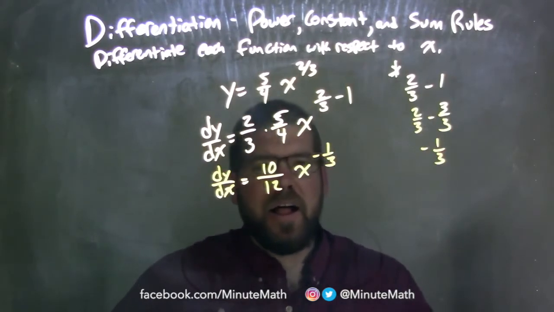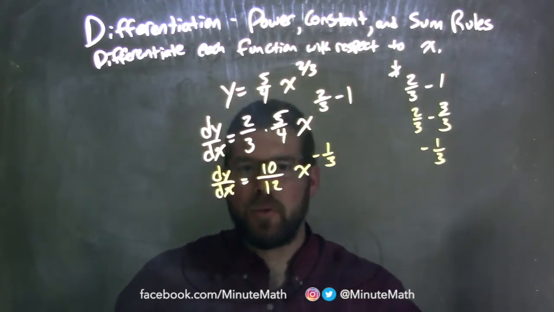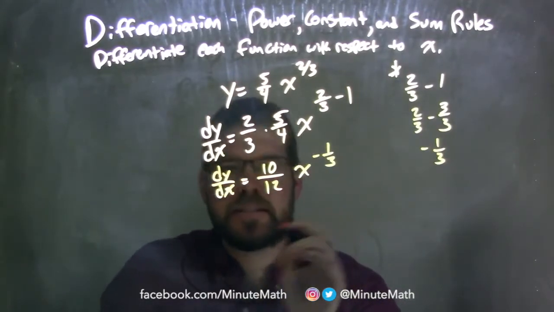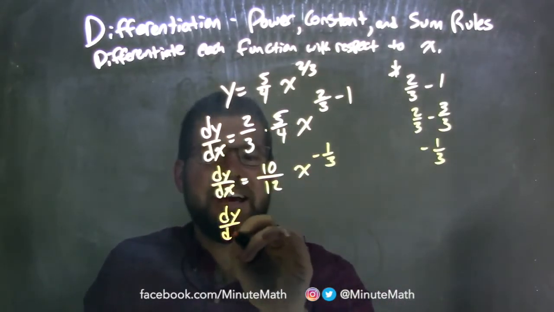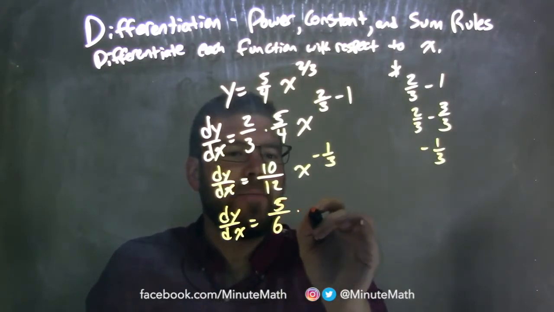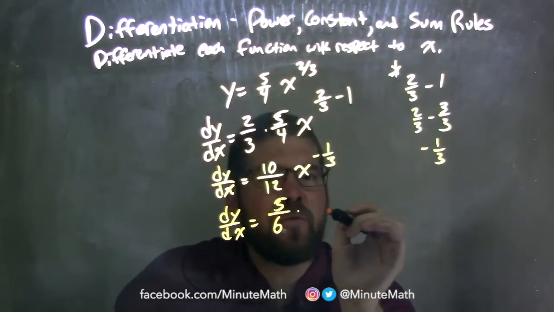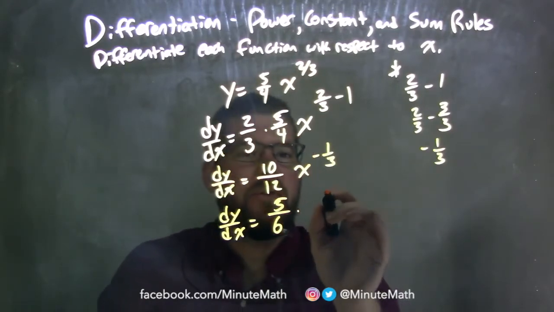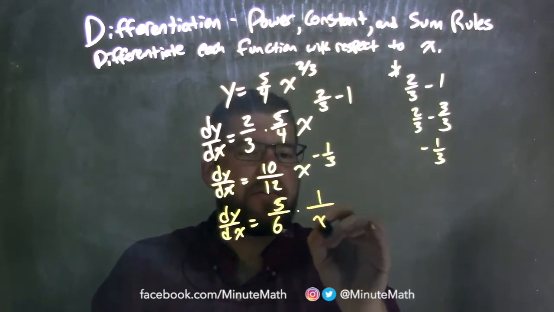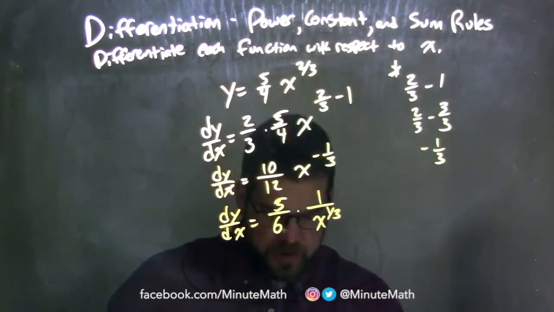Okay, now here, this is what becomes tricky. What I'm going to do here, I'm going to simplify the 10 over 12 to be 5 over 6. So we have dy dx equals 5 over 6 times x to the negative 1/3 power, which is the same thing, right? We don't like negative exponents in our final answer. So it's 1 over x to the 1/3 power, okay?